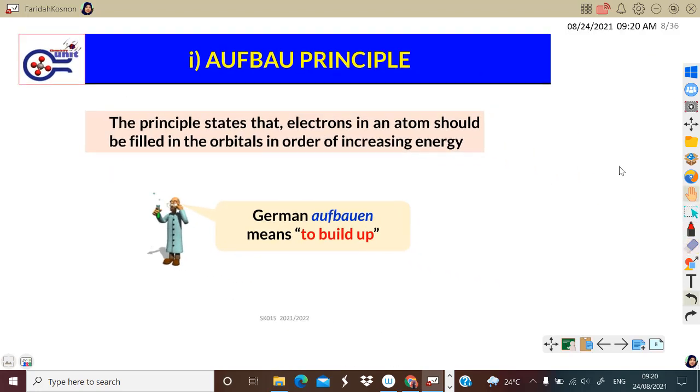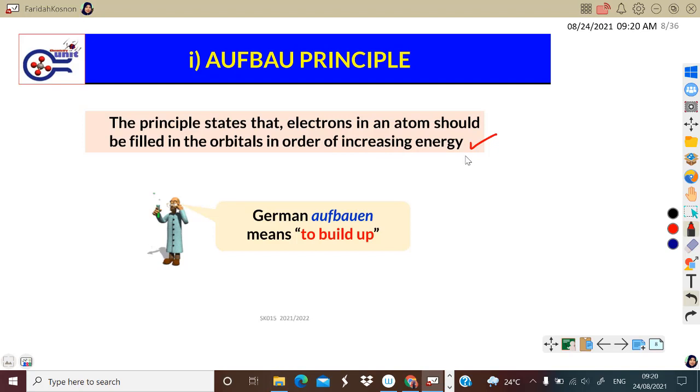We have the Aufbau principle. What is the Aufbau principle? The Aufbau principle states that electrons in an atom should be filled in the orbitals in order of increasing energy. Okay, so Aufbau principle nyatakan electrons in an atom, elektron dalam sesuatu atom, should be filled in the orbitals, mesti diisi dalam orbital in order of increasing energy.